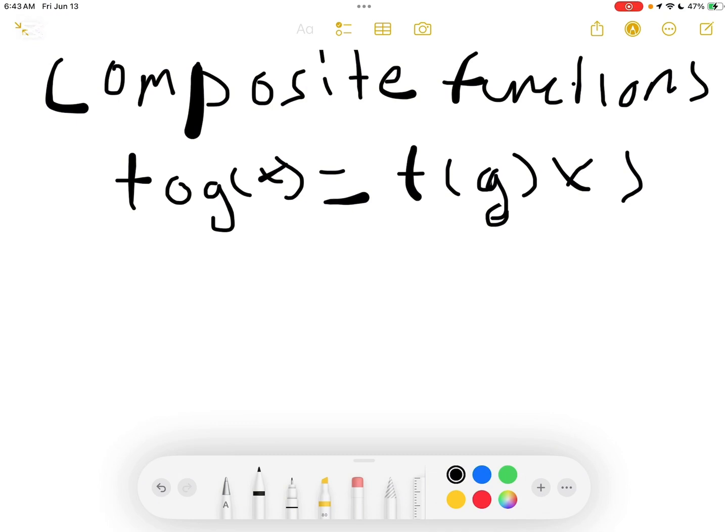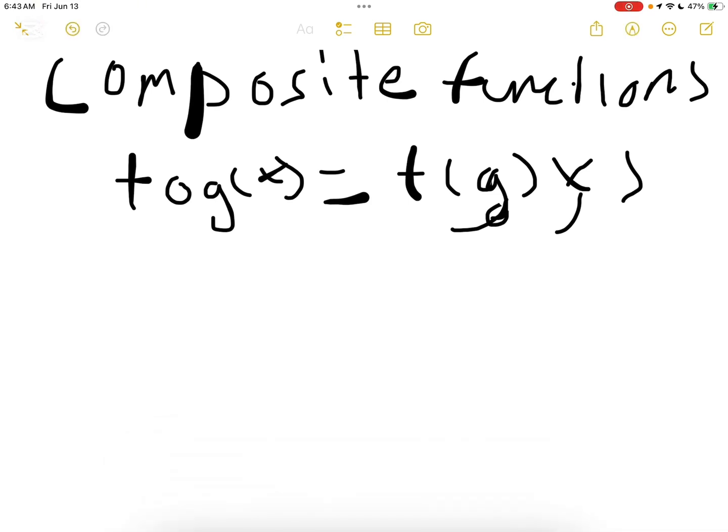And then when working with composite functions, you always want to make sure that you're working from the inside out. So you start with x, you go to g, and then you go to f. Alright, now let's start with an example.